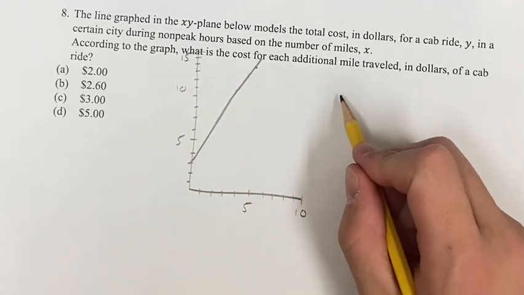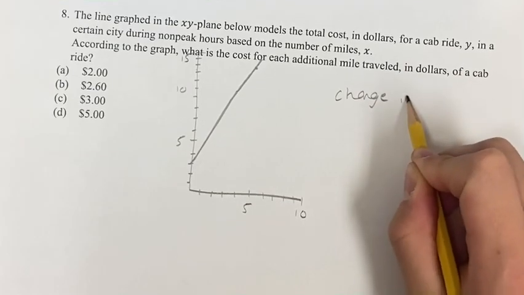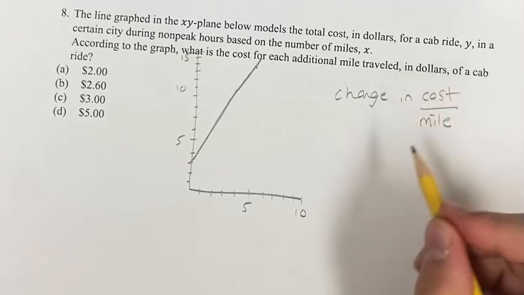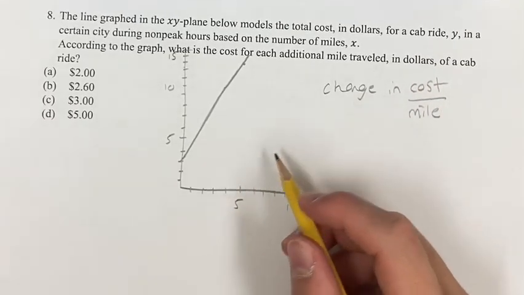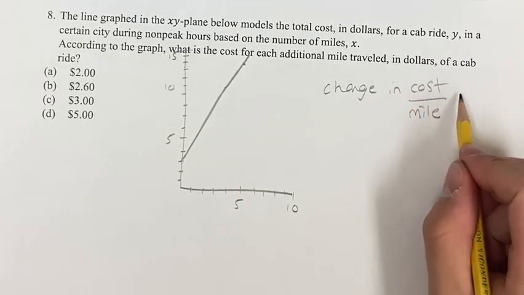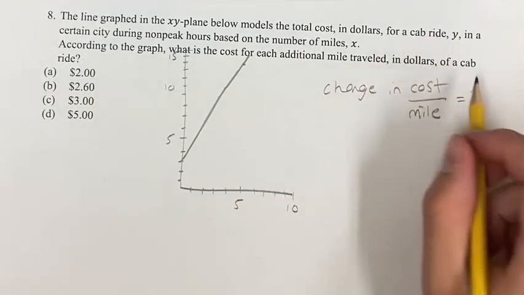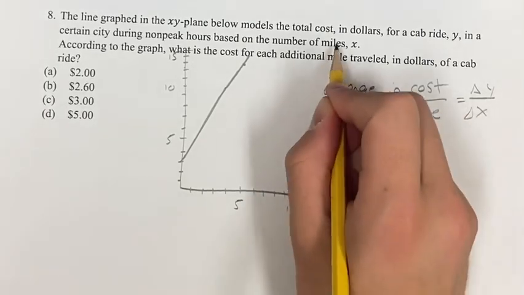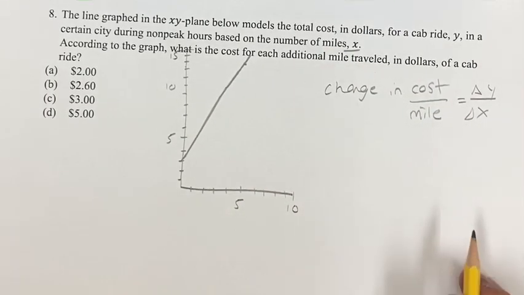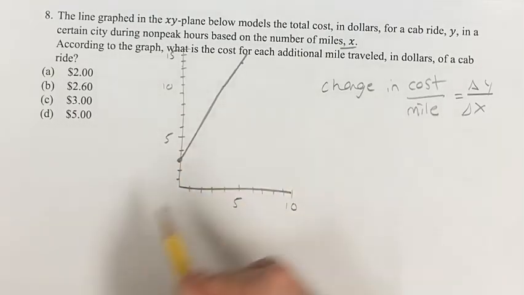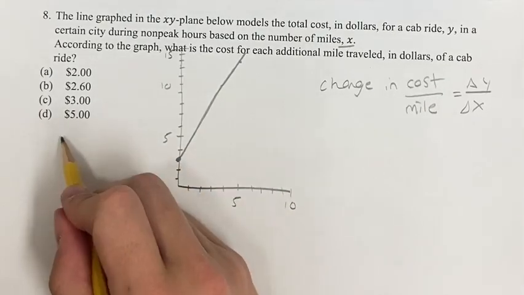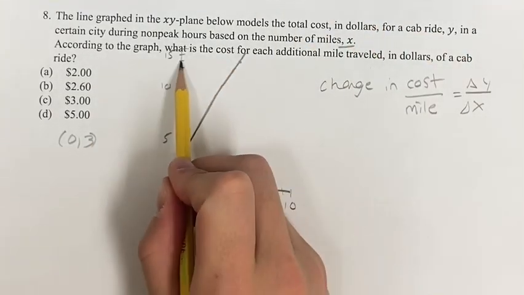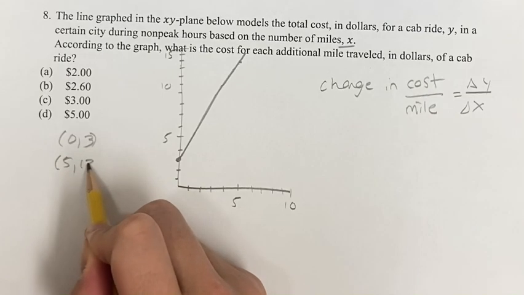So we're looking for the change in cost per mile, right? And this rate is going to be represented in the slope, right? Because we're looking for the change in costs, the change in Y, over the number of miles driven, the change in X. So how do we do that? Well, we pick 2 points. Usually picking the intercepts is easy, so we can pick this point, which is 0, 3. And then we have the point up here, which I've marked out, is 5, 13.